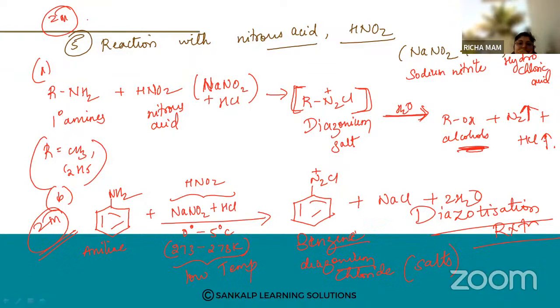Then we discussed alkylation, the second chemical property. Then acylation. Then the carbalamine reaction, very, very important. Then the reaction with nitrous acid, and then the diazotization reaction.